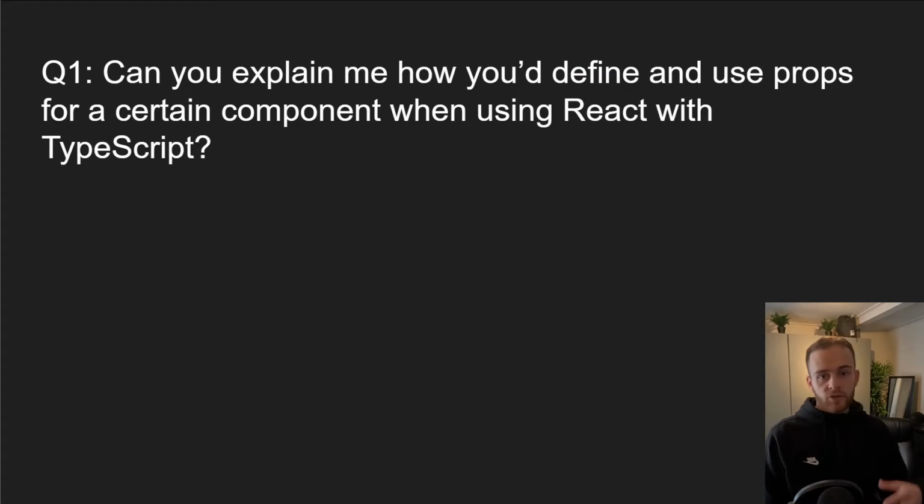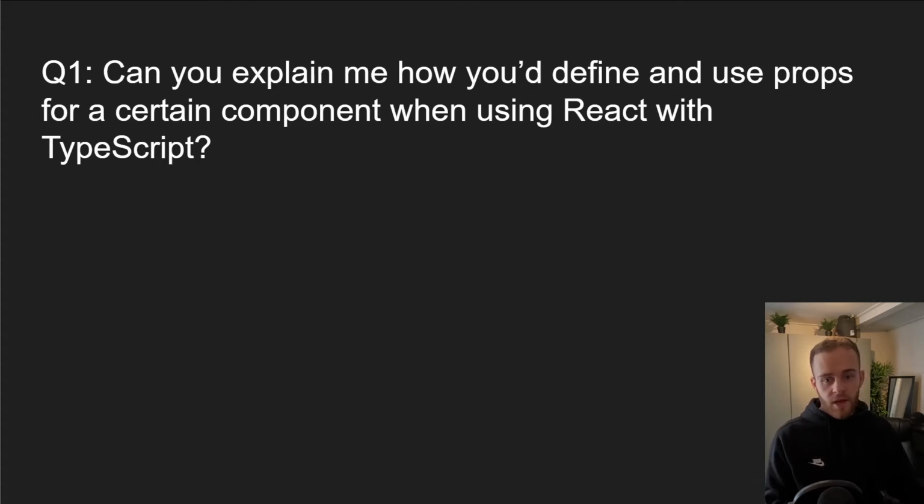So the first question is, can you explain to me how you define and use props for a certain component when using React with TypeScript? So this is quite simple. It's conventional to type your props above the component itself, and usually you would call it the name of the component props, so for example DashboardProps, and right there you will define the props and their types, and then you can destructure it in the component by assigning the type, in this case DashboardProps, to it.